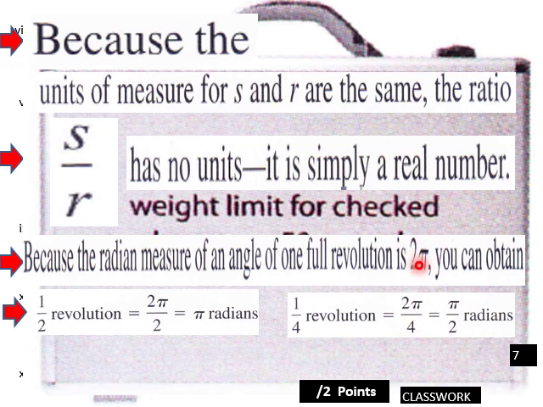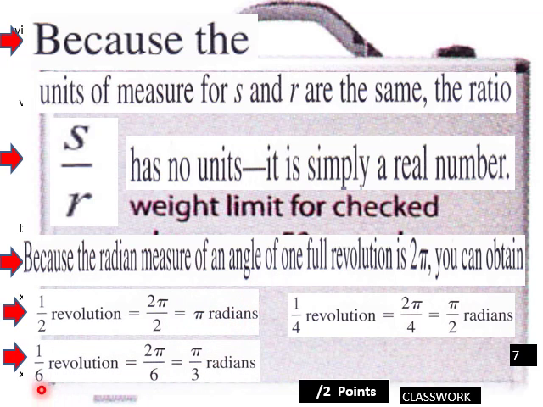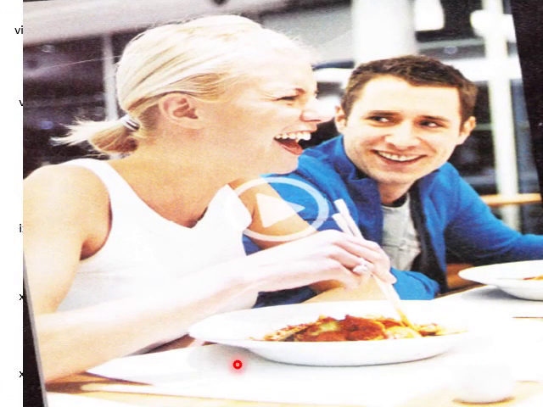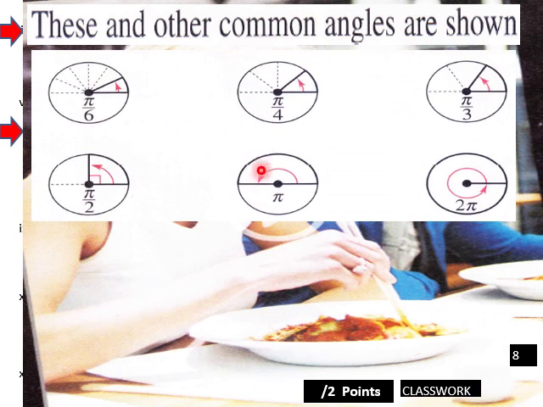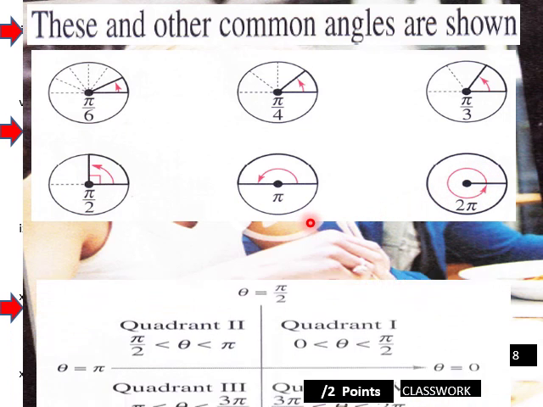Using 2 pi as a full revolution, 1/4 of a full revolution would be pi over 2, and 1/2 of a revolution would be pi radians. And then 1/6 of a revolution would be pi over 3 radians. These and other common angles are shown here: pi over 6, pi over 4, pi over 3, pi over 2, pi, and then 2 pi, which is a full revolution.